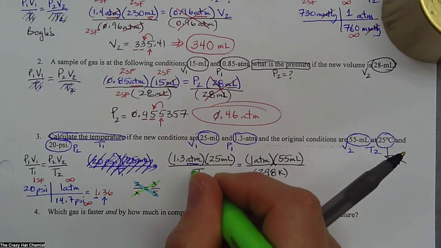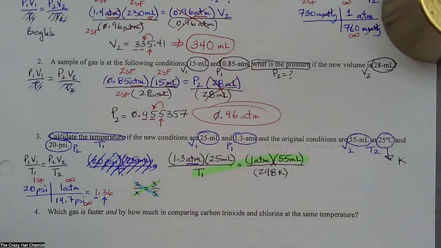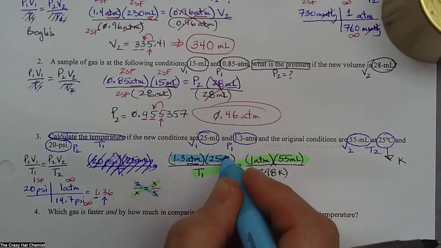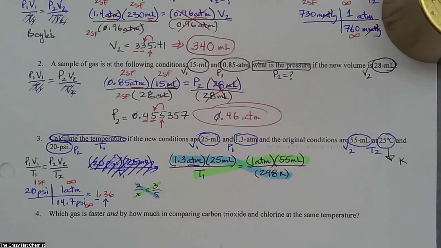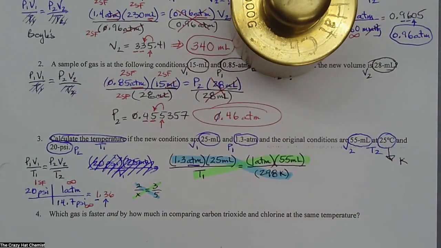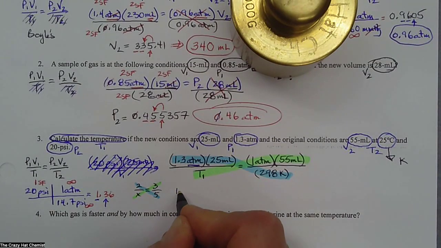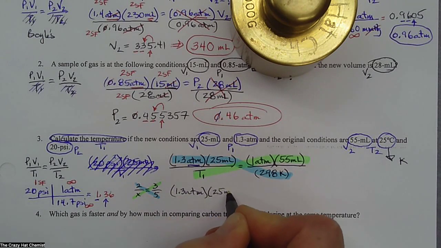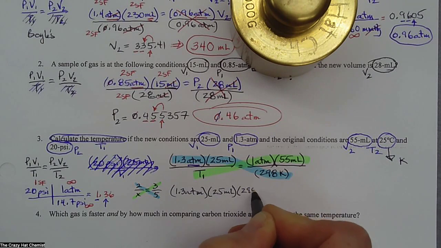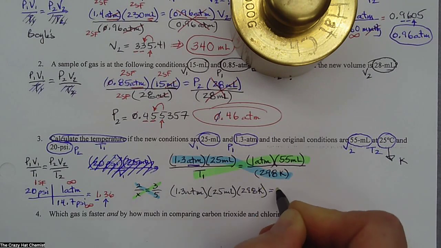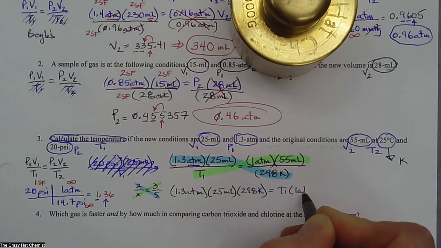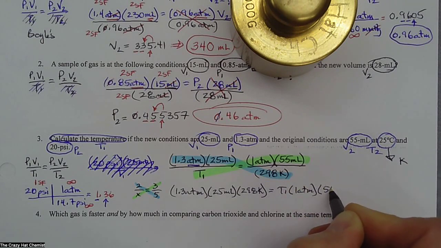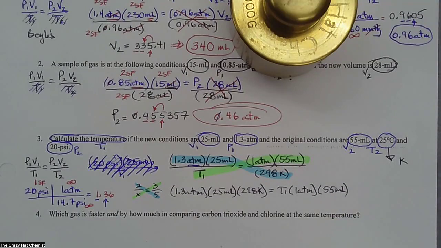So that is T1 times the atmospheres and milliliters. And then what we're going to do is this here, right here. This is cross multiplying. So I'm going to write all that out so that you can clearly see what we're doing here. Okay. And so we're going to have 1.3 ATM times 25 milliliters times 298 Kelvin is equal to T1 times 1 ATM times 55 milliliters. Okay, that's what I've done, I've cross multiplied.